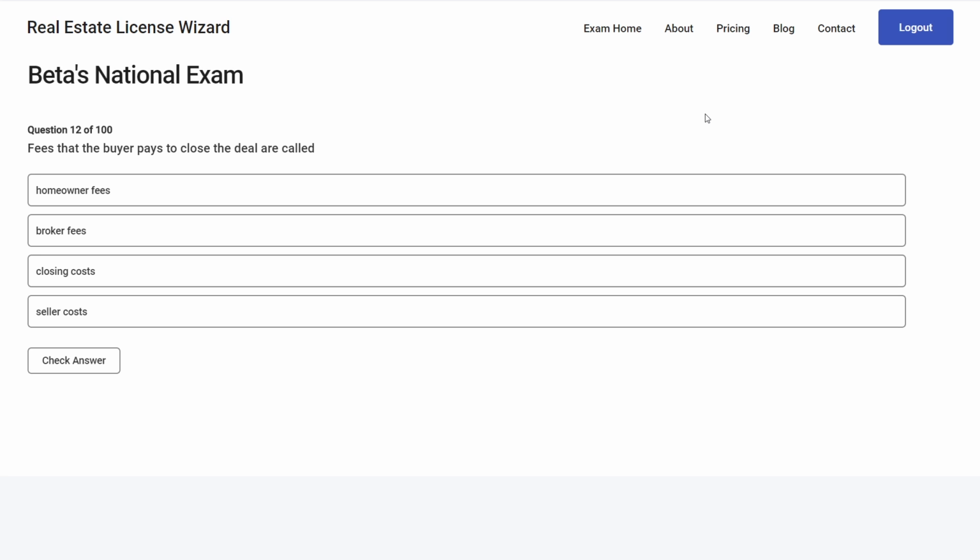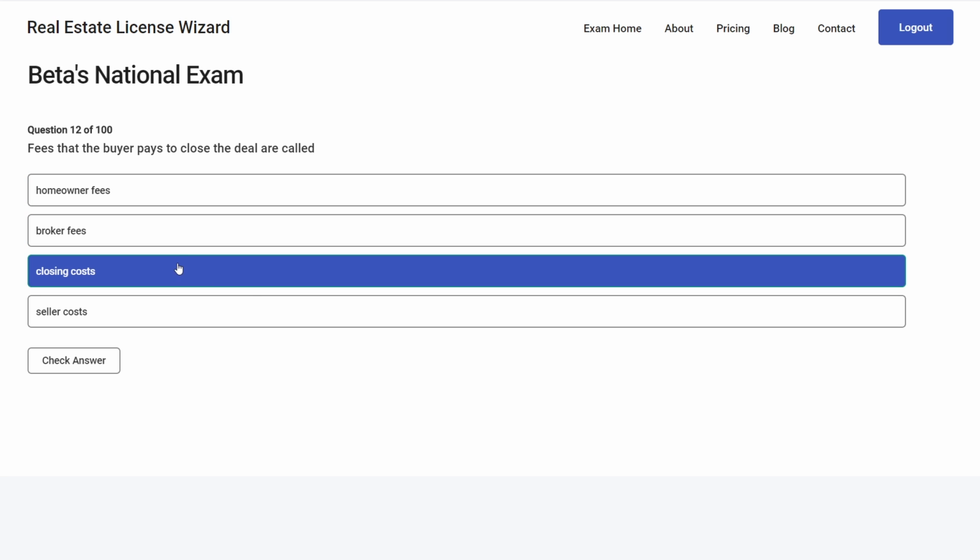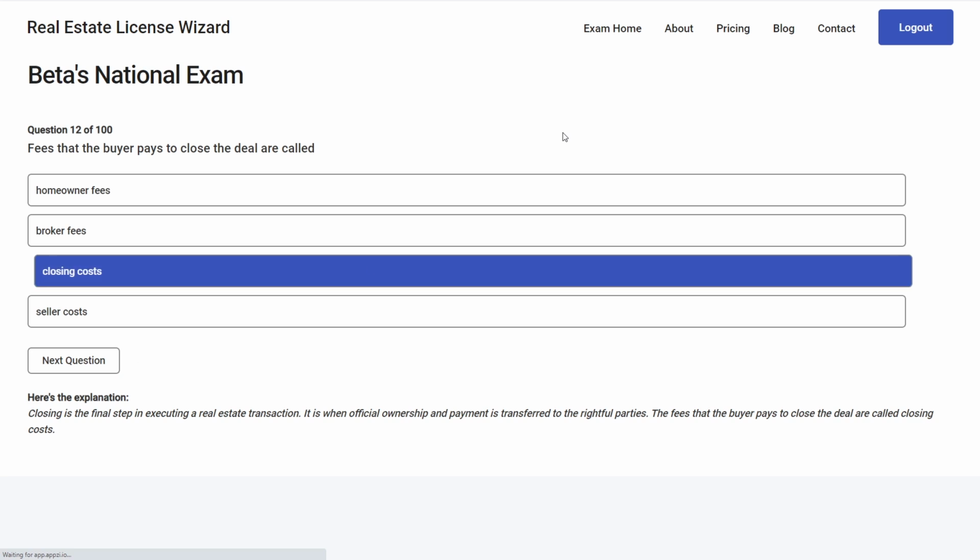All right. So this one, you kind of have to understand closing, because if you understand closing and how it's the final step of a real estate transaction, then you're going to understand what this one is. It's closing costs. It goes hand in hand. When you hear close the deal, closing, think of closing costs. That is our correct answer. And of course, as I mentioned, it's the final step in the transaction, and that's when ownership and payment is transferred to the rightful parties. The fees that the buyer pays to close the deal are called closing costs.